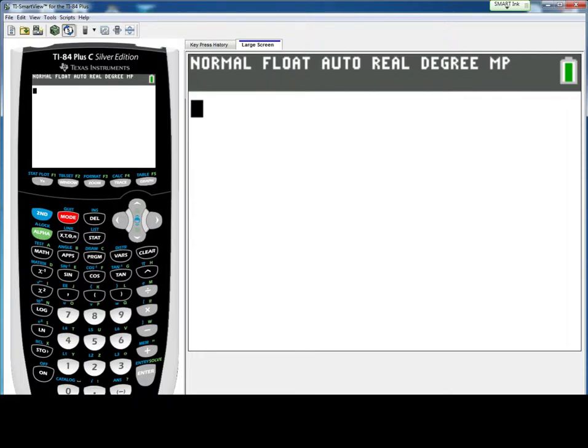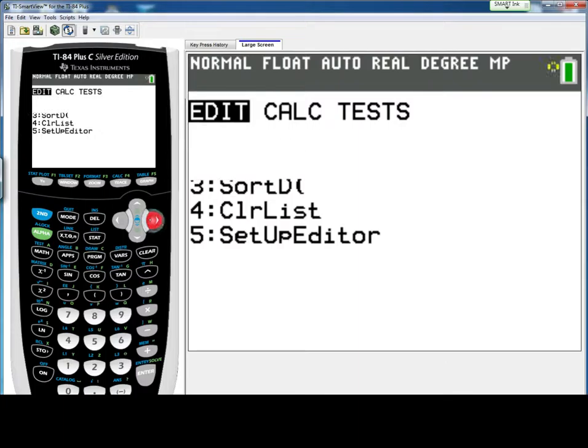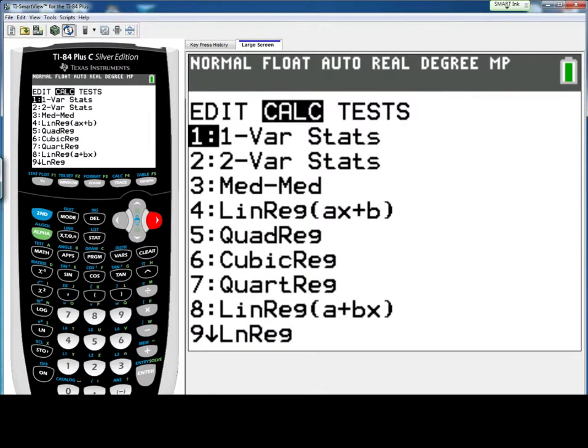Now I'm going to go to Stat, Calculate. And I'm going to use feature number 4, which is linear regression. You guys see that? Now I want to point something out. There's option 4, and you guys see option 8 as well? Also says linear regression. They are the same, and I'll talk to you about it in a little bit. I'm just going to go with option number 4.